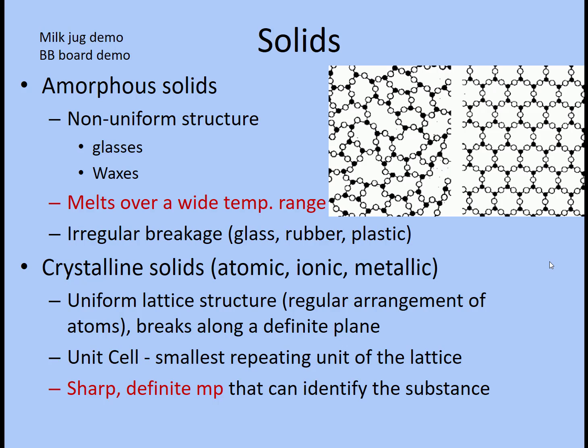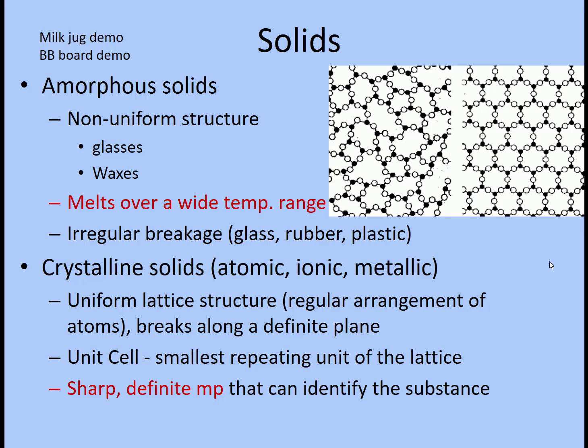Let's look at a crystalline solid. They can come in atomic, ionic, or metallic arrangements, and they have a more uniform lattice structure. When you go to break these, they break along a definite plane. So if you imagine a crystal of salt and breaking that salt, you'll have little squares. A unit cell is the smallest repeating unit of the lattice.